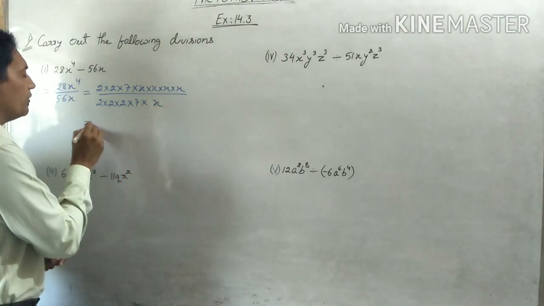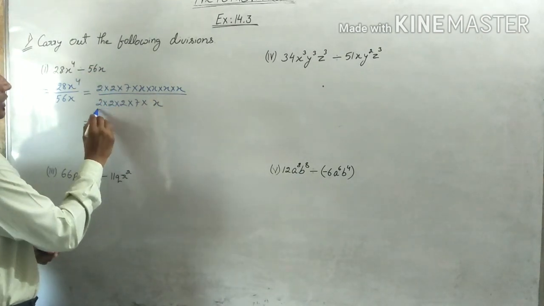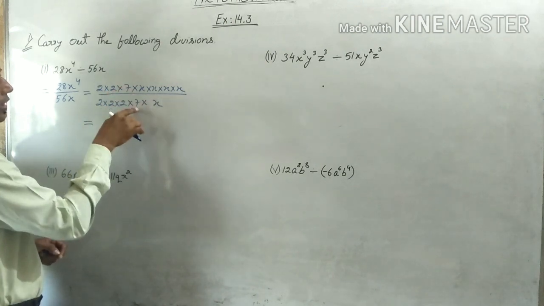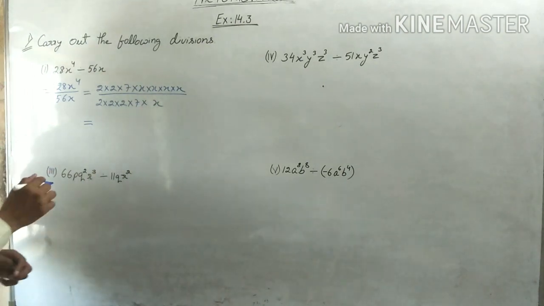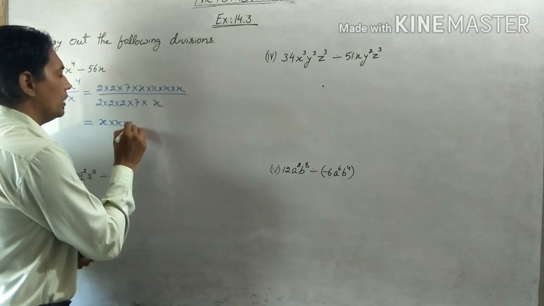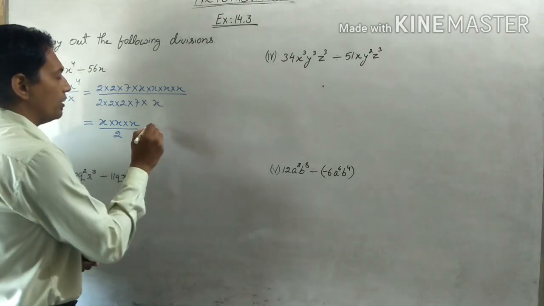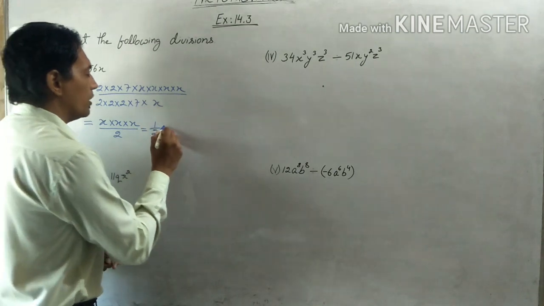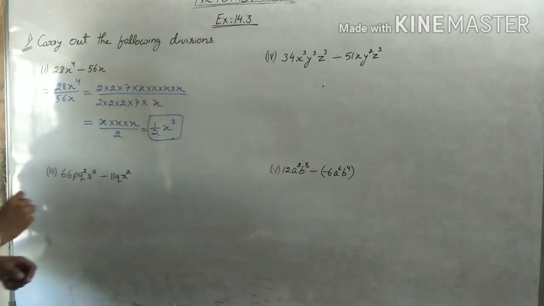Now, cancelling the common factors in the numerator and denominator, which are the common factors? 2 into 2 in the numerator and denominator are the same. 7 again, up and down, is the same. x is again in the numerator and denominator the same. So cancelling the common factors, we are remaining with x into x into x, whole thing divided by 2. Now 2 can be written separately, that is half. x into x into x can be written as x cube. So this is your final answer after division.